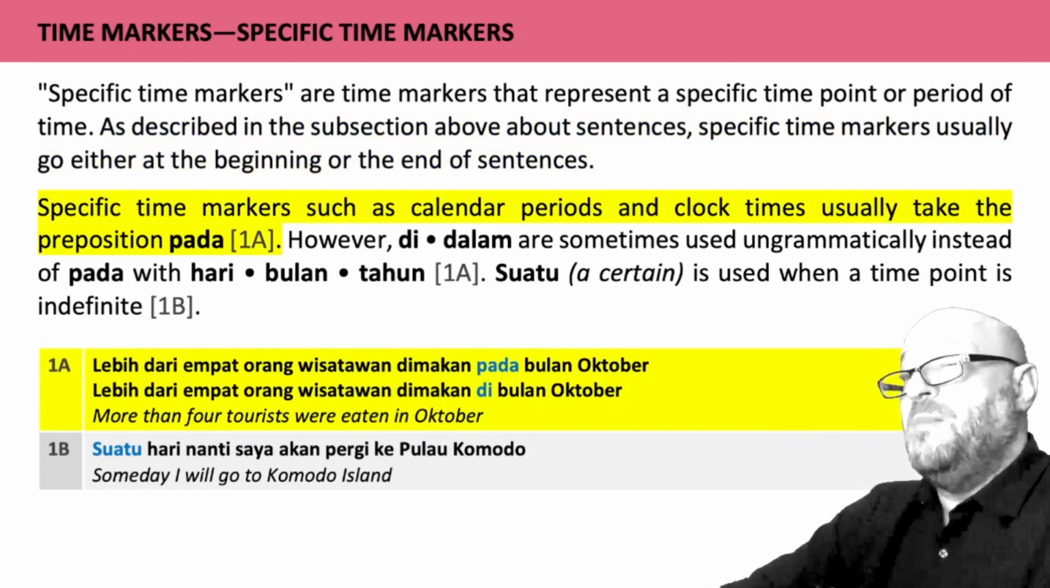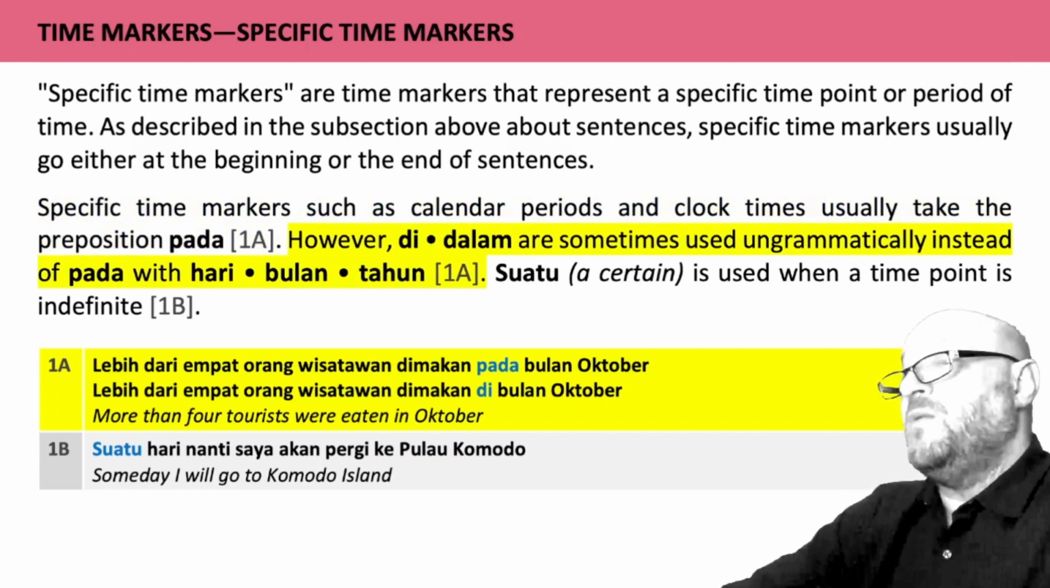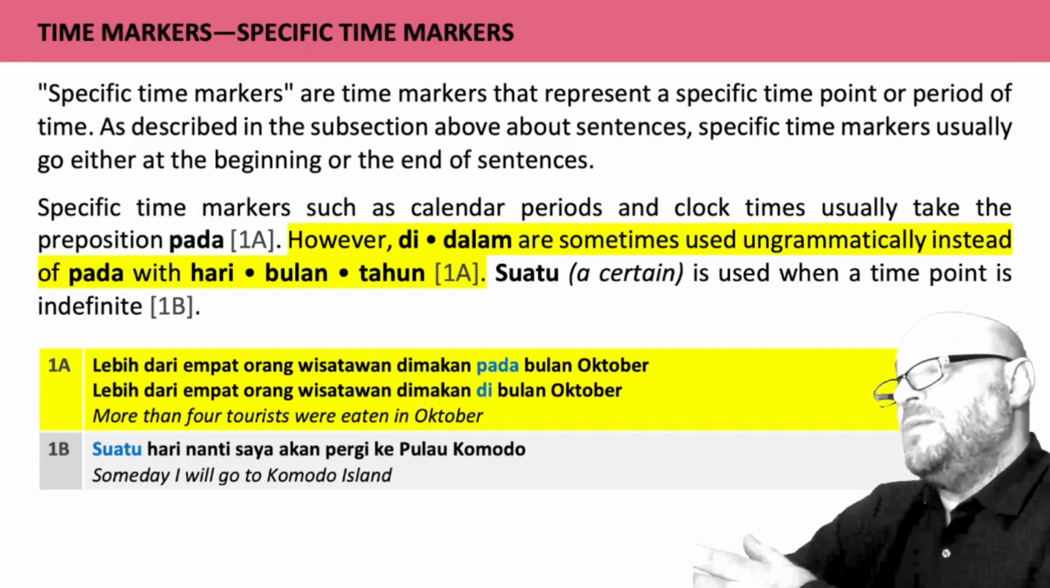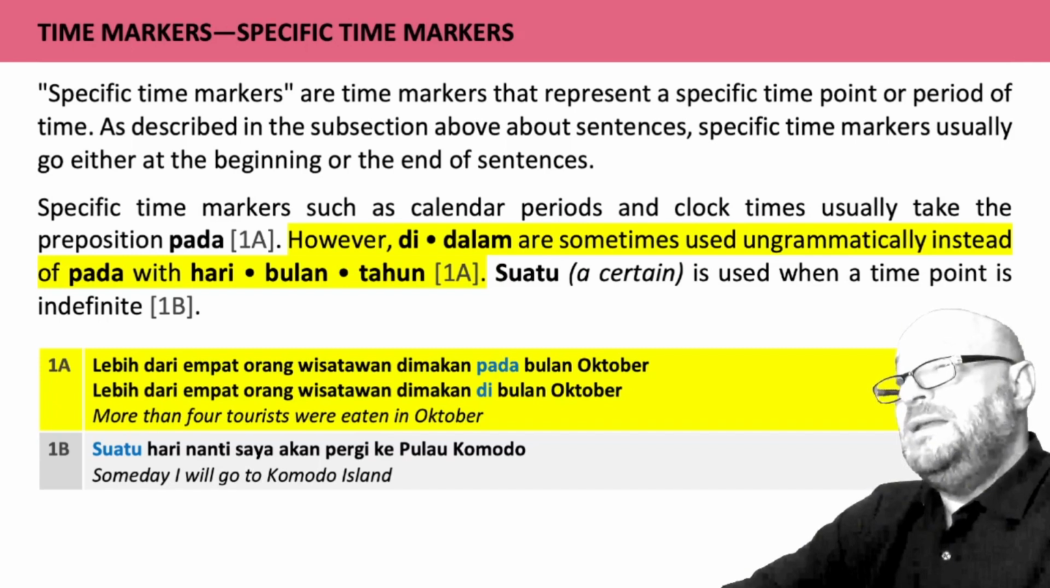Example 1a, Lebih dari 4 orang wisatawan dimakan pada bulan October. More than 4 tourists were eaten in October. However, di or dalam are sometimes used ungrammatically instead of pada with hari, bulan, tahun. Example 1a, lebih dari 4 orang wisatawan dimakan di bulan October.